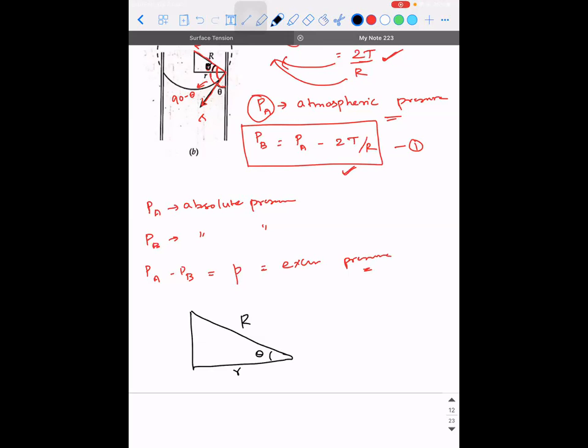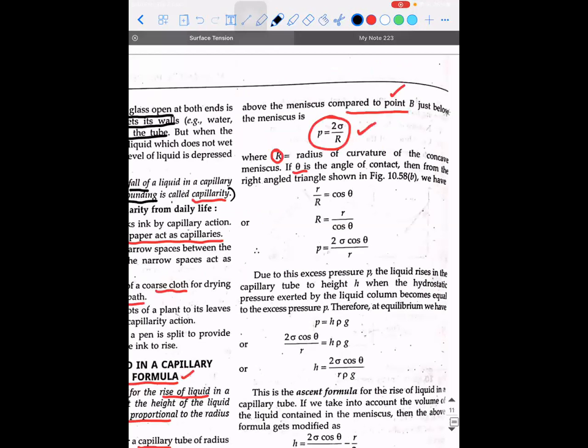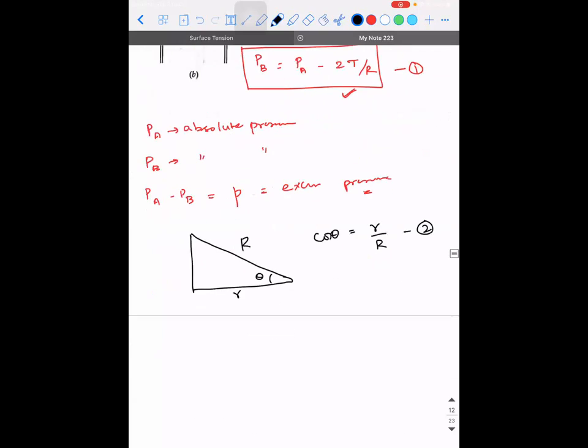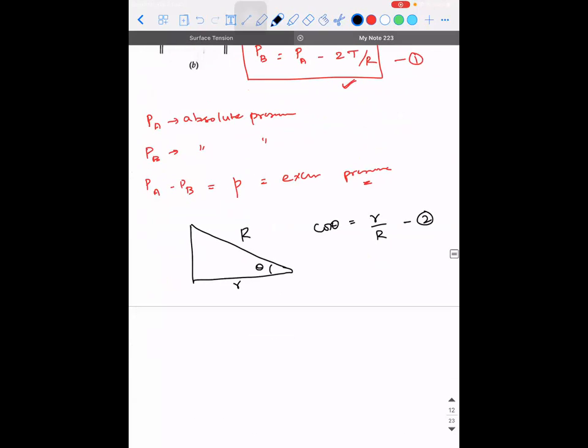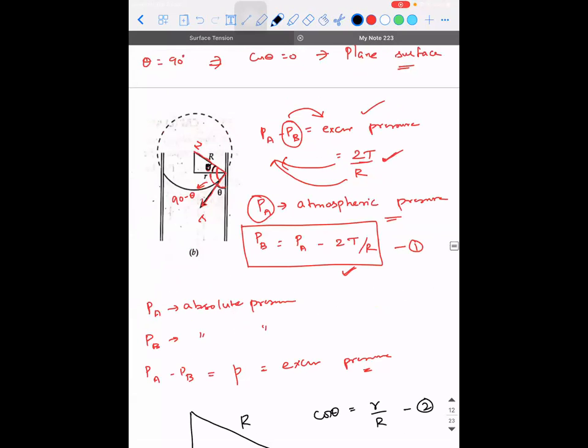Cos theta, which is small r divided by capital R. So that is the second point. From this, we can find the value of capital R, because capital R is not information that we can find easily. It is not easy for us to find the radius of the spherical drop because it's not a complete sphere. It's just a part of something, whereas it is easy for us to find the value of small r.